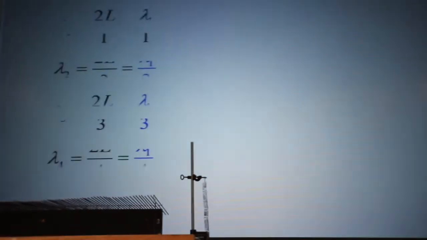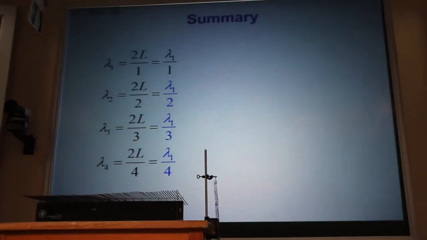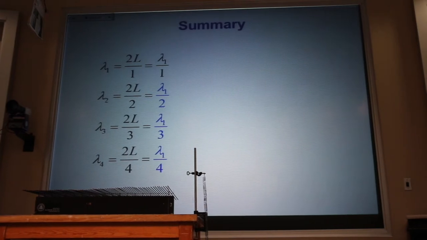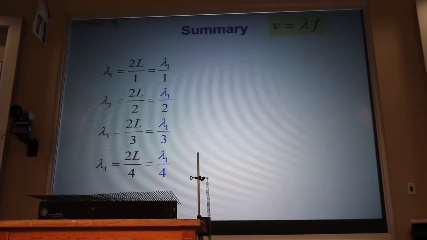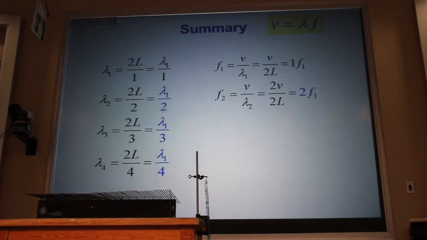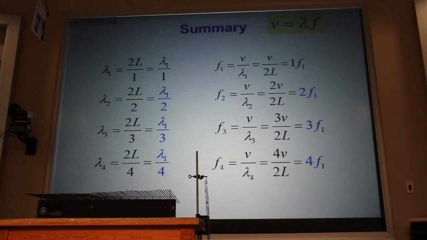Now, if I use the wave equation, if the wavelengths are getting smaller by a factor of 2 and 3 and 4, and the speed stays the same, then by that wave equation, that means the frequency has to get bigger by a factor of 2, and then 3, and then 4. And those are the harmonics. A consequence of that wave equation.